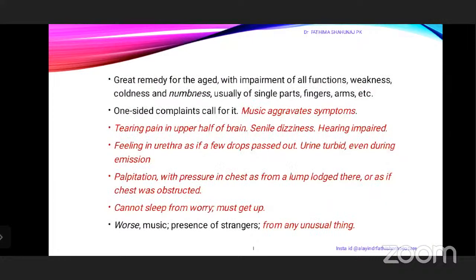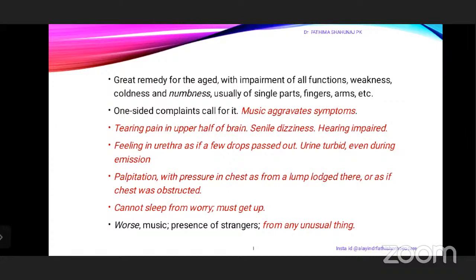And some points from Baryta carb. It is a great remedy for the aged with impairment of all function, weakness, coldness, numbness, usually of single parts, fingers, arms, etc. One-sided complaints call for it. Mucus aggravates symptoms. Tearing pain in upper half of brain. Senile, dizziness. Hearing impaired. Feeling in the urethra as if a few drops passed out. Urine turbid even during emission. Palpitation with pressure in the chest as if from a lump lodged there, or as if chest was obstructed.